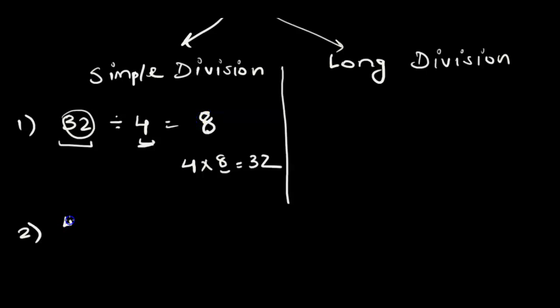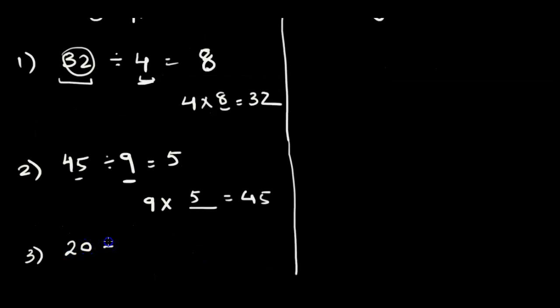Let's take up another example. If we have 45 divided by 9, we just think what multiplied by 9 would give us 45, and we know 9 multiplied by 5 would give us 45, so 5 is the answer. Let's take up another example. If we have to divide 20 by 5, we think what multiplied by 5 would give us 20. We know 5 multiplied by 4 is 20, so the answer is 4. Now this is simple division, we just need to know the tables for this.